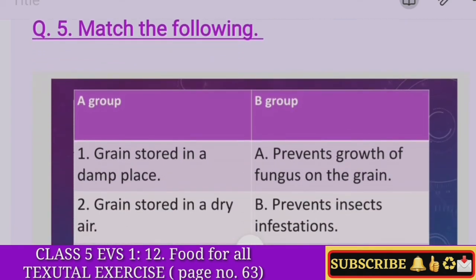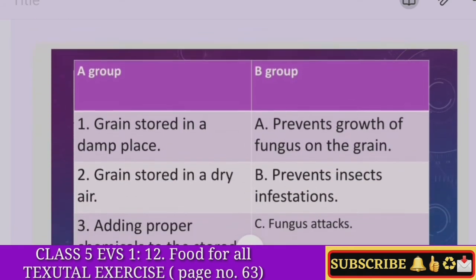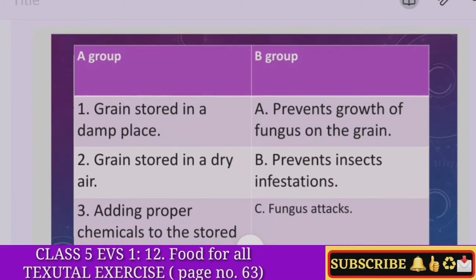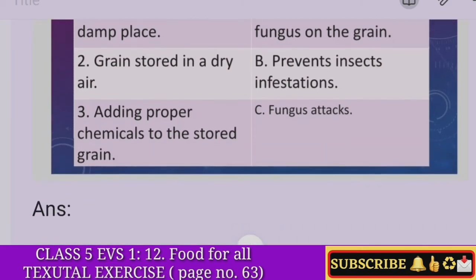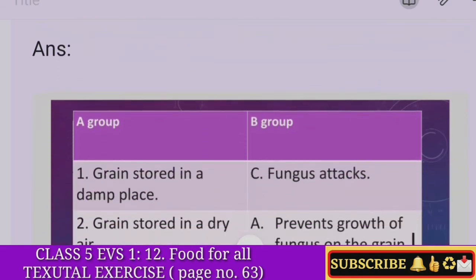Question number 5. Match the following. Students, here group 1 and group B is given. We need to match the pairs. Students, directly we will have the answer to this question. See. Answer.